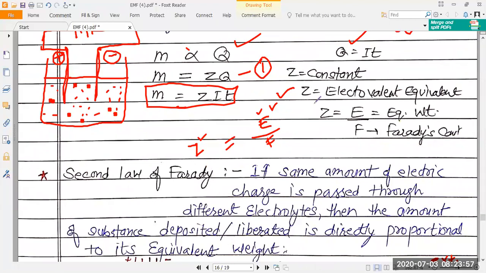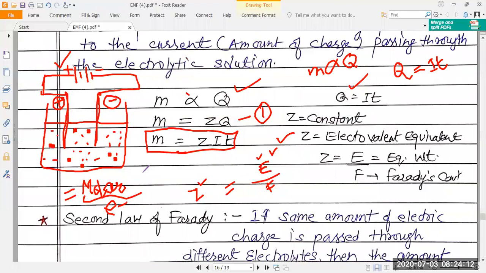So E is equal to the molar mass of the substance divided by the number of electrons donated or accepted by the element, the number of electrons accepted or donated by the element.